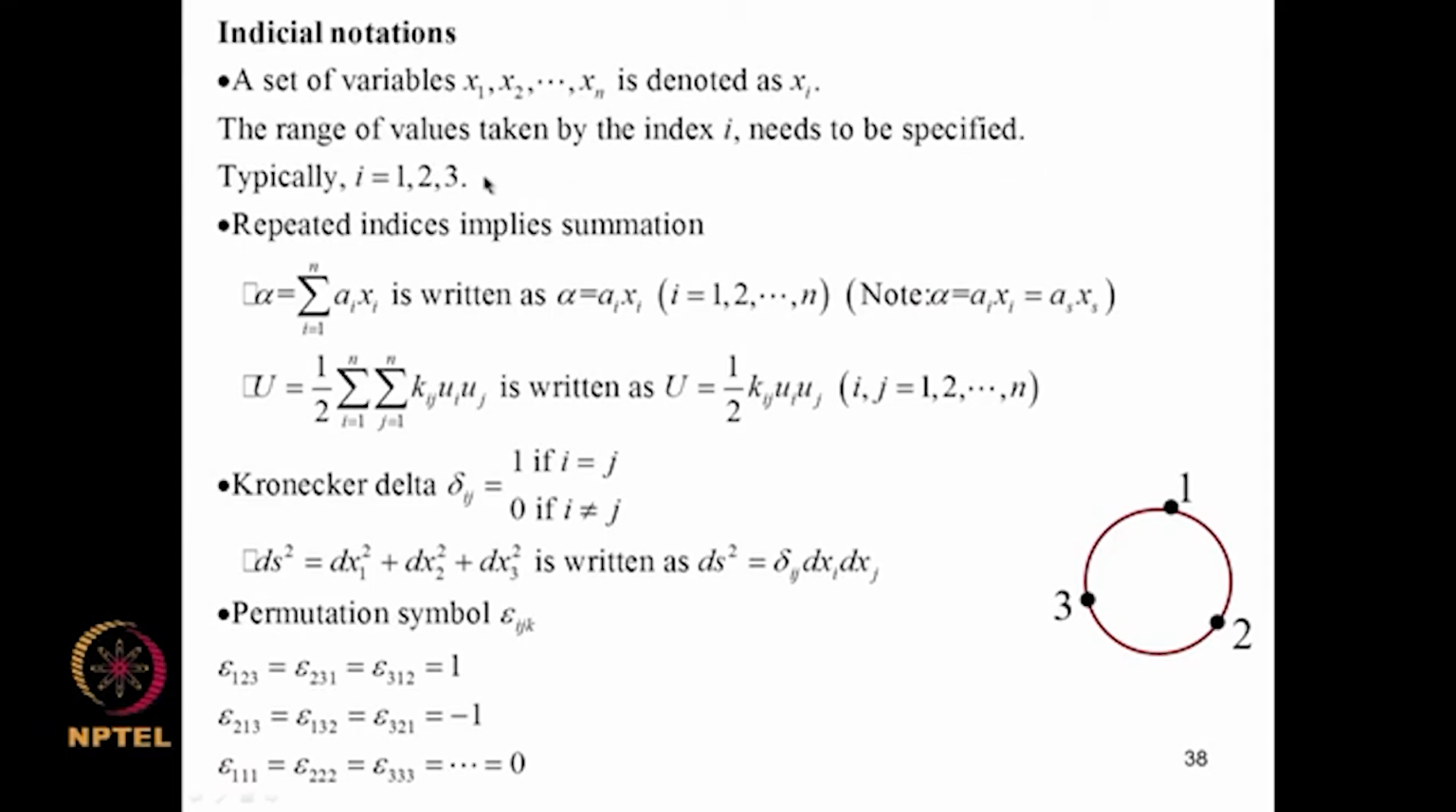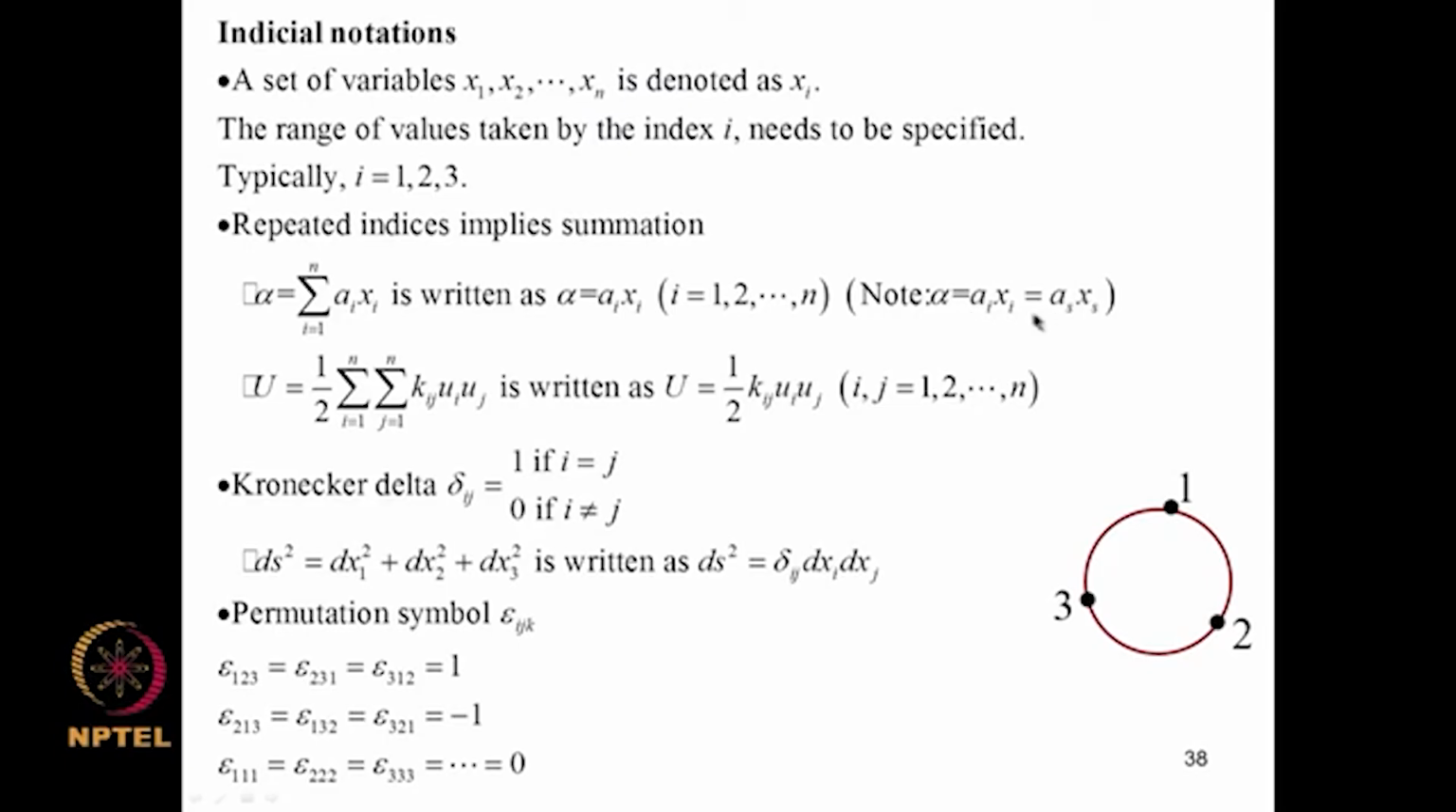Typically i runs from 1 to 3 if they are in a Cartesian space, but it need not be so. Now, repeated indices imply summation. For example, if I have a term like alpha equal to the sum over i equal to 1 to n of ai xi, this is simply written as alpha equal to ai xi, and I have to specify what range it has to be used. i is 1 to n.